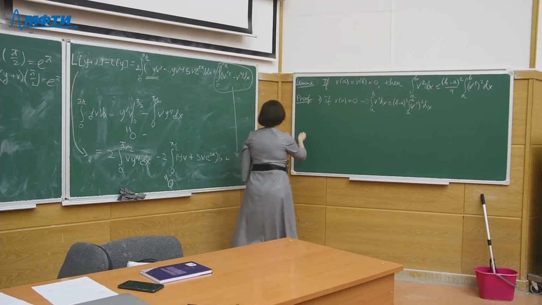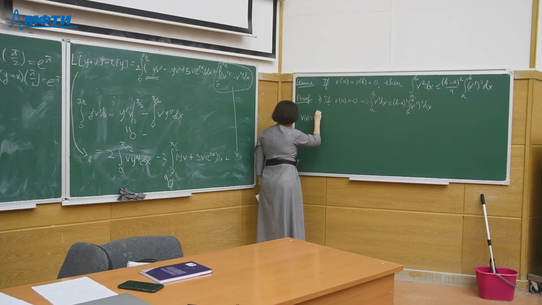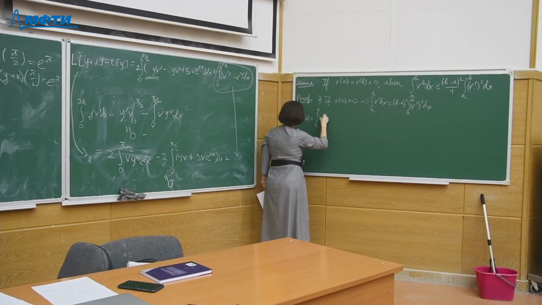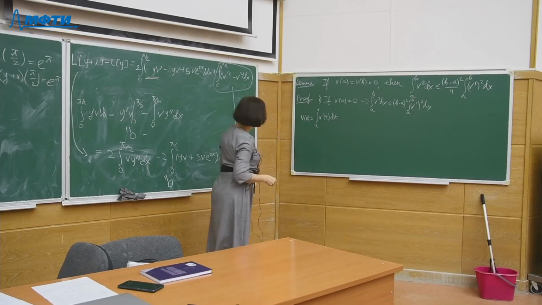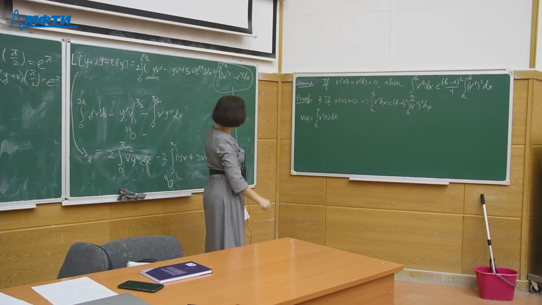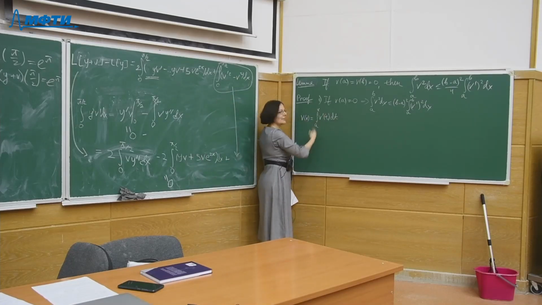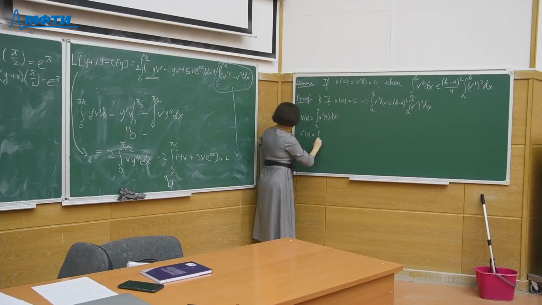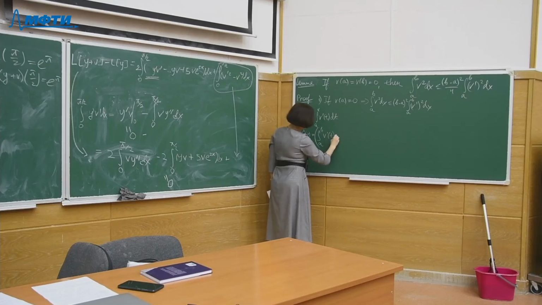Now let's try to prove this. I will represent v of x as the integral from a to x of v prime of t dt. Am I right? Yes, this is by definition of the derivative and the integral. So this is our common property. What is v squared? It is the integral of v prime of t dt, squared.